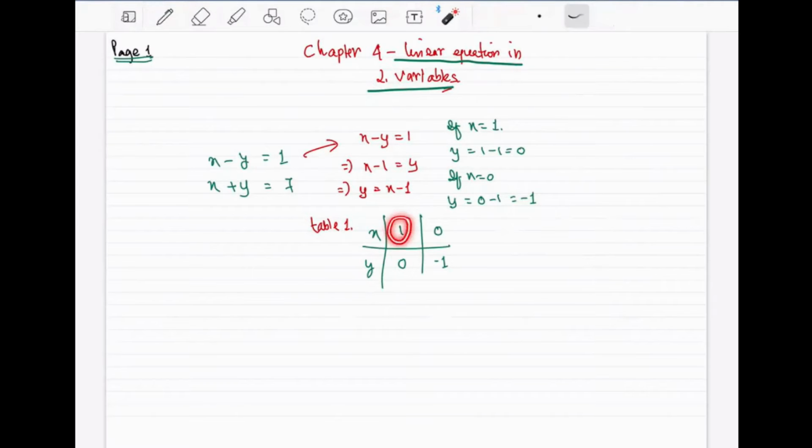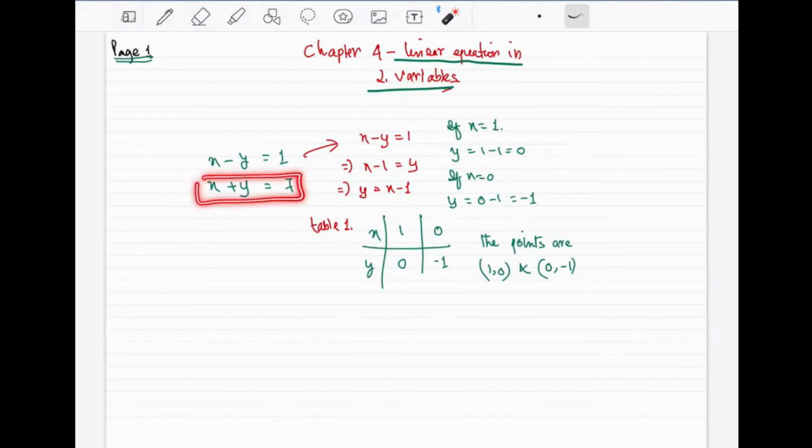So yeah, when x is 1, y is 0. This is 1 point. You have to write it like this, 1, 0. And when x is 0, y is minus 1. 0, minus 1. This is another point. I already said that we just need 2 points in a Cartesian plane in order to draw a graph. So the points related to this particular equation, x minus y is equal to 1, are the points 1, 0 and 0, minus 1. Okay, the table for the first equation is done.